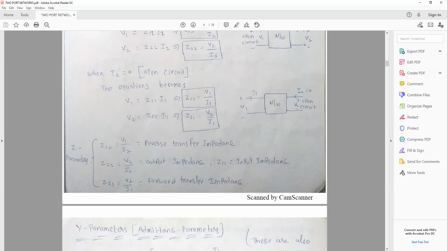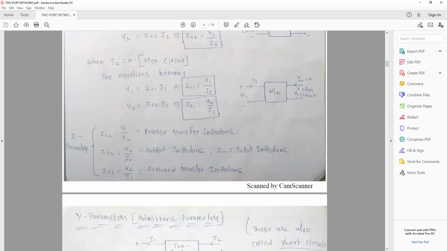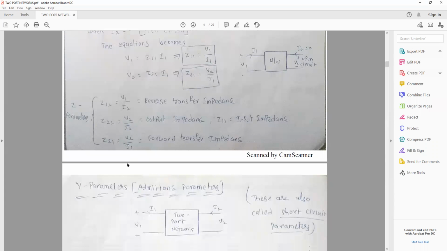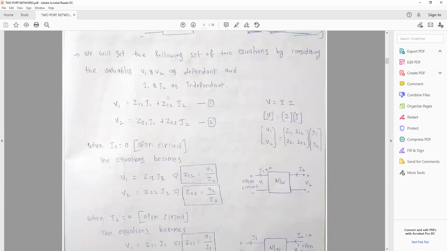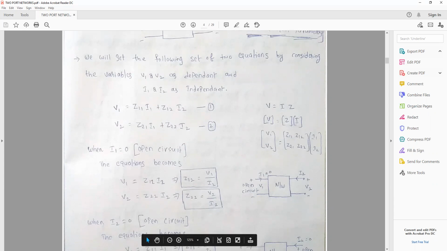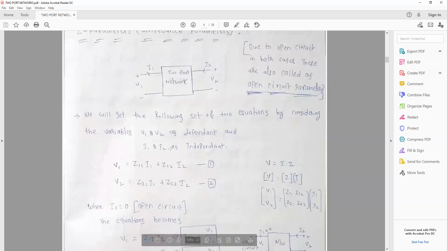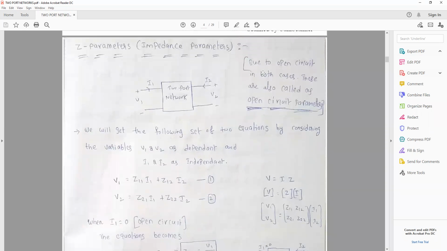ఓకేనా. అన్ని ఇంపిడెన్సెస్ V/I నథింగ్ బట్ ఇంపిడెన్సే కదా. సో దట్ ఈస్ అన్ని ఇంపిడెన్సెస్ బట్ సమ్ నేమ్స్. ఓకేనా. సిమిలర్లీ ఇక్కడ మనం 2 కేసెస్లో కరెంట్ జీరోస్ చేసాం. ఇక్కడ కరెంట్ జీరో చేస్తే మీనింగ్ ఏంటి, ఓపెన్ సర్క్యూట్ అంటాం. సో డ్యూ టు ఓపెన్ సర్క్యూట్ ఇన్ బోత్ ద కేసెస్ దీస్ ఆర్ ఆల్సో కాల్డ్ యాజ్ ఓపెన్ సర్క్యూట్ పారామీటర్స్ అని చెప్తాం. ఓకేనా.